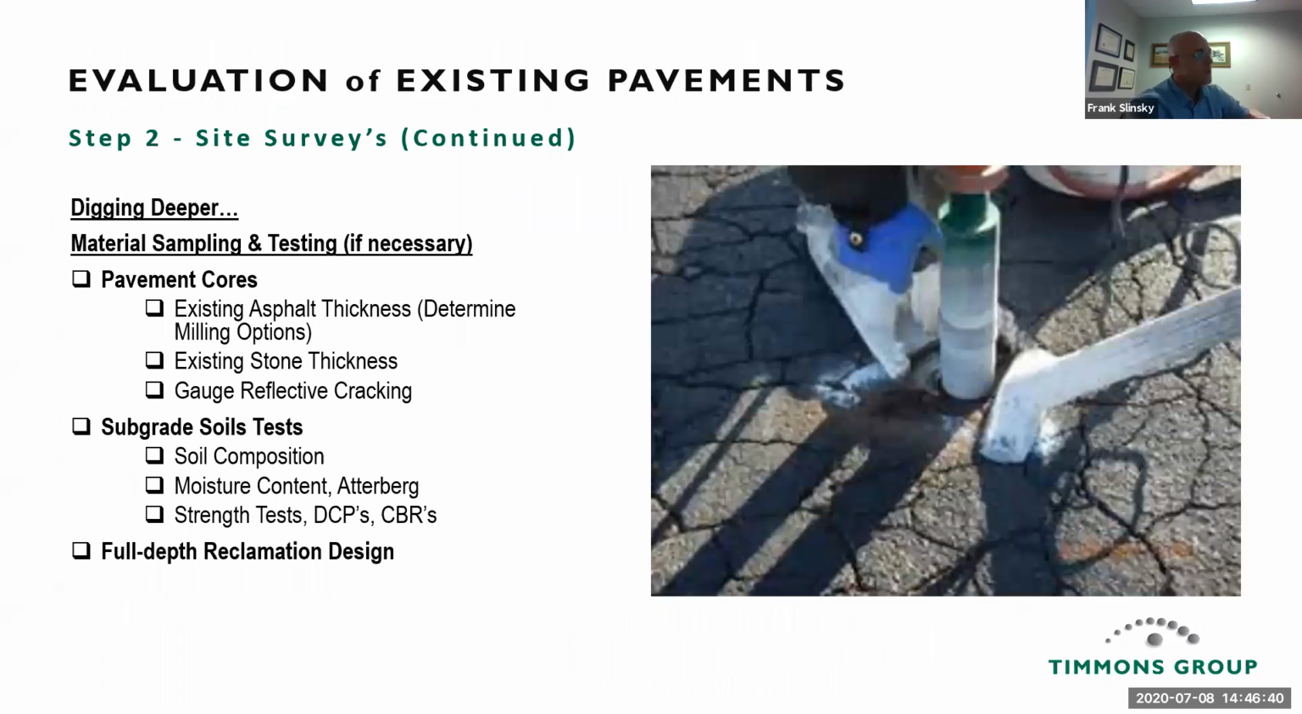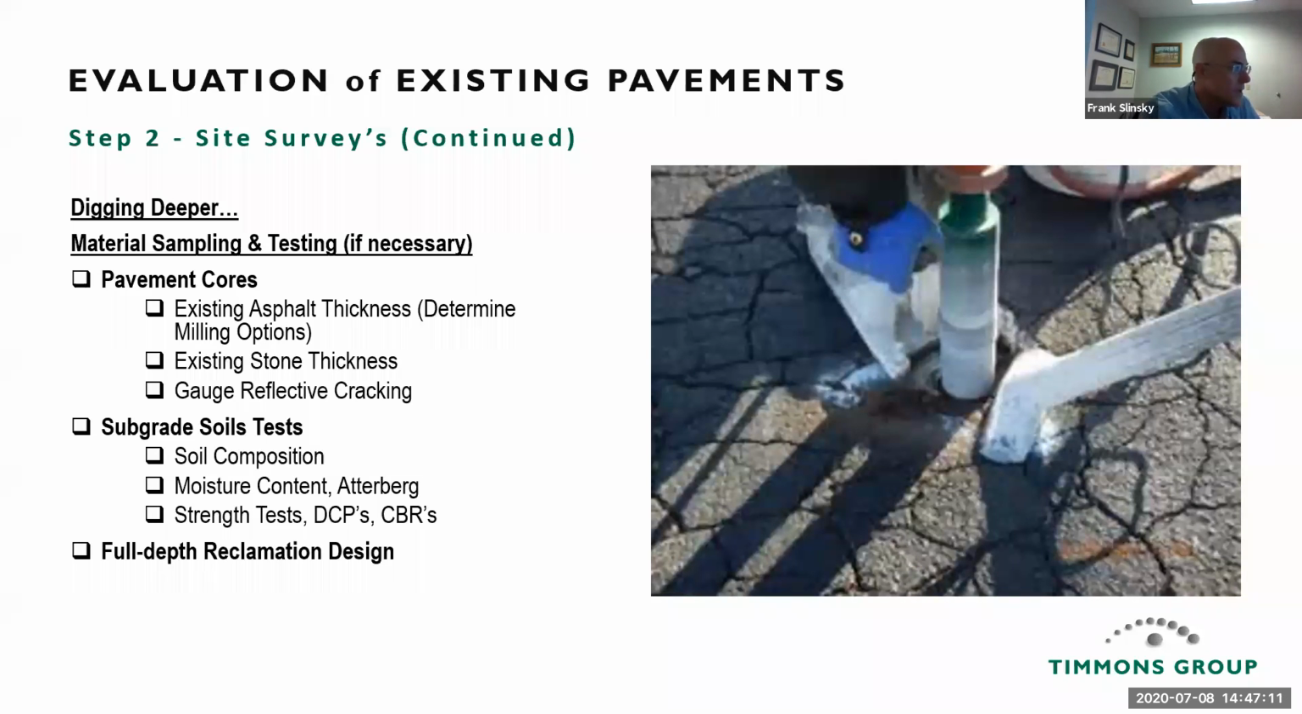So digging deeper, material sampling and testing if necessary. This is when you do pavement cores. You find your existing asphalt thickness, determine milling options, get your existing stone thickness, and get a feel for reflective cracking. Is this a crack that's fully through? In the picture on the right, yeah, that's fully through, but there may be some areas that may not be, depending on the thickness of that surface.